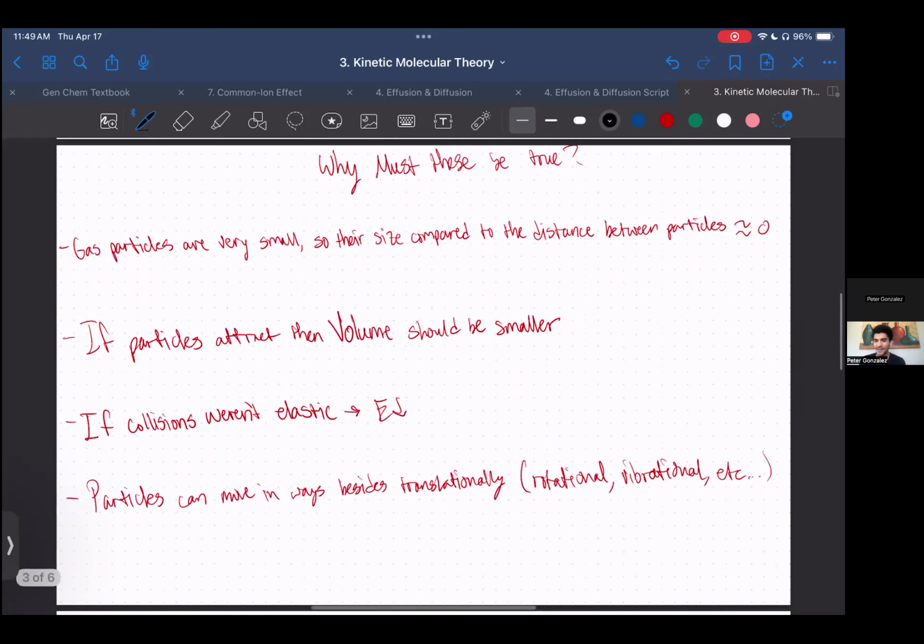I wrote down some of these points in the next slide. Also, if this is helpful, I'll post these as a PDF. I think it's just easier than making you guys write this down. So let me know if that's helpful, and I'll do that too. But yeah, I just wrote down here why these are true.